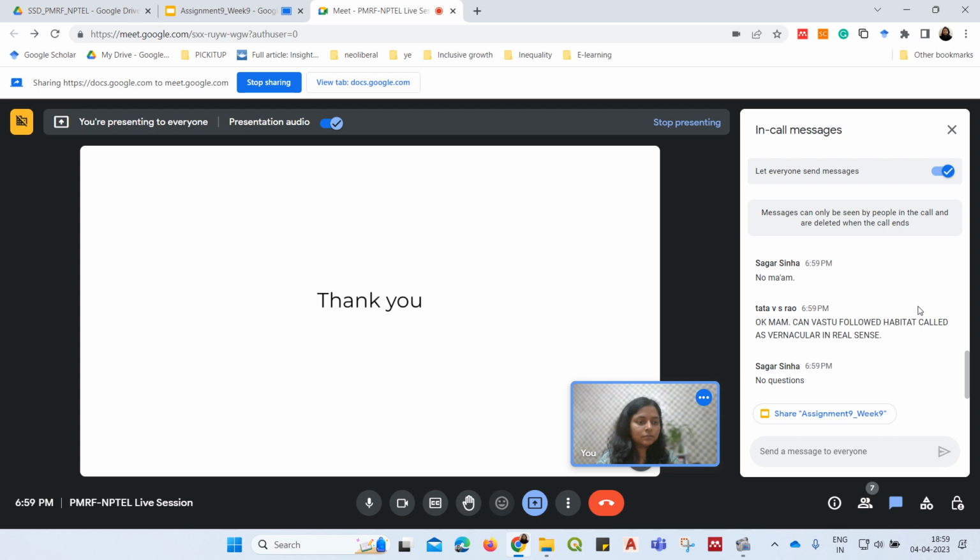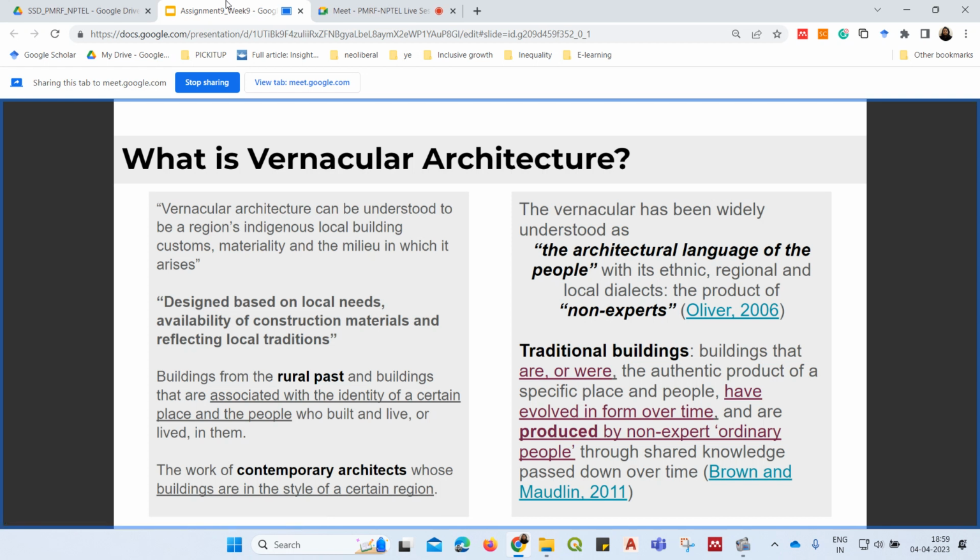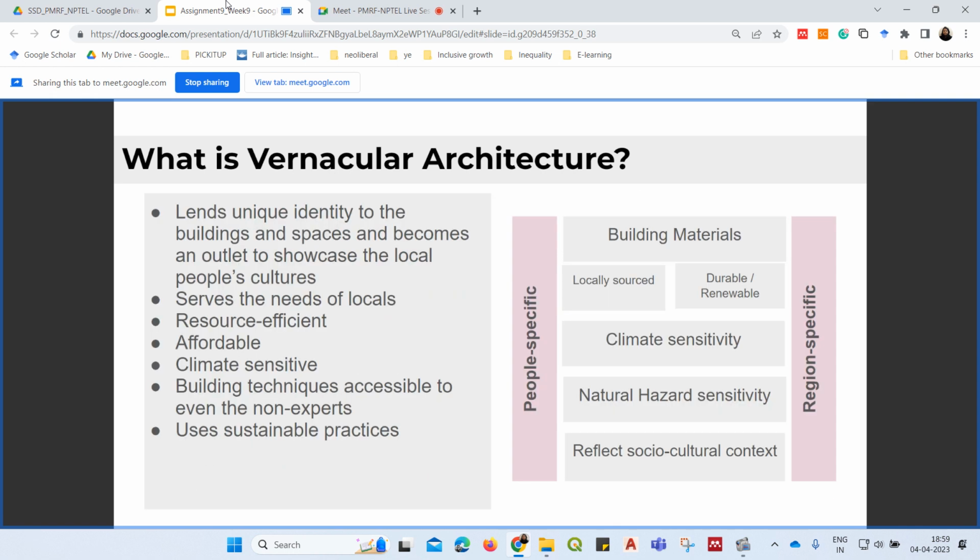He's also asking, can a Vastu-followed habitat be called vernacular architecture in the real sense? Okay, so as I mentioned in our session earlier, to qualify as vernacular architecture, the building has to have several components. It should have local identity, specific and unique to a specific region, specific area. It should serve the needs of the local people or the people who reside in that area. It should be resource efficient, affordable. It should be climate sensitive.